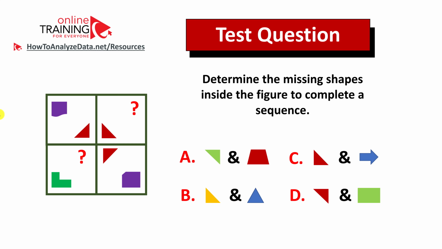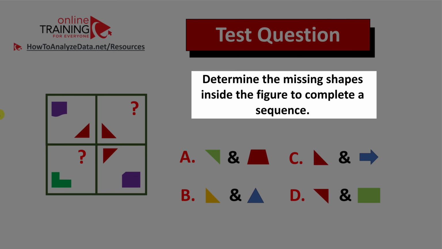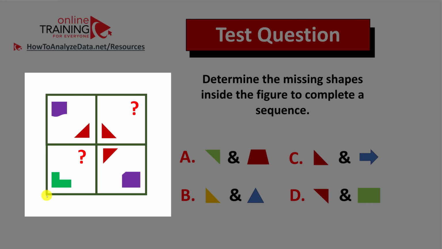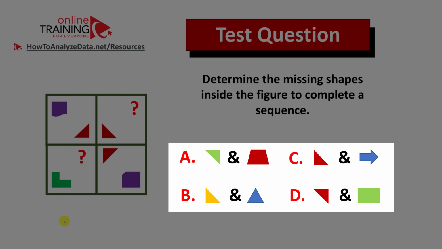Let's look at the interesting question which tests your pattern recognition skills. Determine the missing shapes inside the figure to complete the sequence. And you're presented with a 2 by 2 figure. It has 2 missing shapes, and you have 4 possible choices: A, B, C, and D. Do you see the answer?